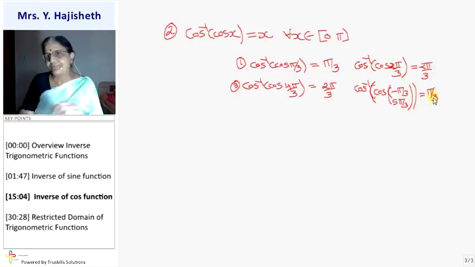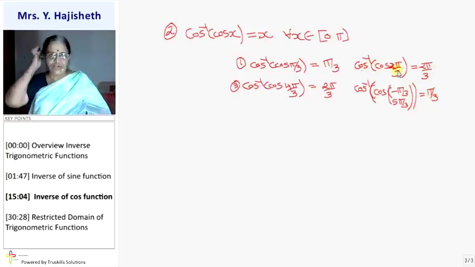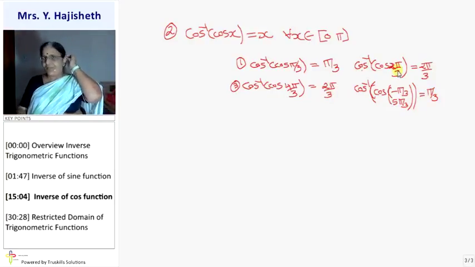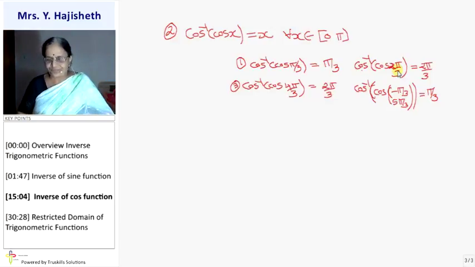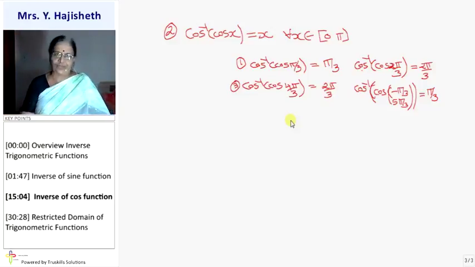Clear? But suppose I will write here sin inverse sin 2 pi by 3. Then it is not 2 pi by 3. It is pi by 3, because sin is positive in second quadrant, and for positive we have only first quadrant. Clear? Sin inverse sin 4 pi by 3. Answer will be minus pi by 3, because sin is negative in third quadrant, and for negative we are given fourth quadrant. Clear?